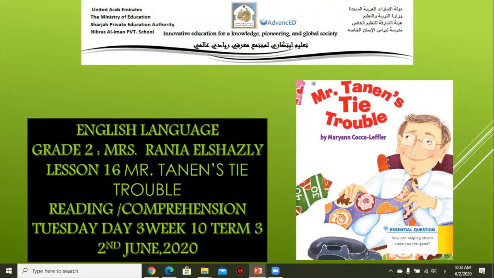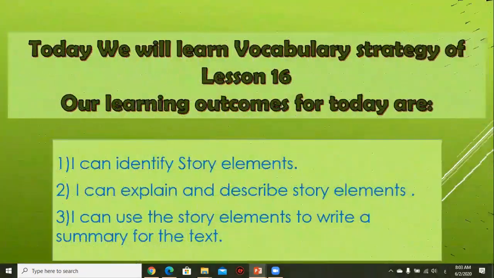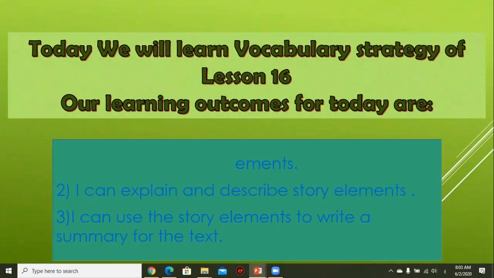Today, we will continue reading comprehension, Mr. Tannen's Tie Trouble. Today, we will learn about the story elements. I can identify story elements. I can explain and describe story elements. I can use the story elements to write a summary for the text.